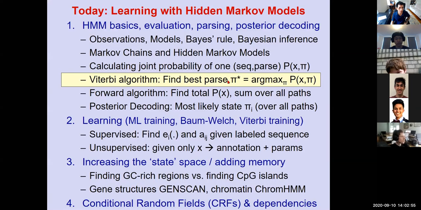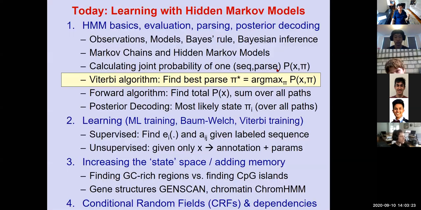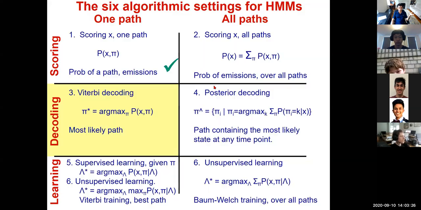All right, so we introduced this whole concept of Bayesian inference. We introduced Markov chains and hidden Markov models, and then we saw how we can calculate the joint probability of one sequence and parse combination, P of X comma pi. Let's now see how we can find the best parse. What we did is that we scored 3 possible parses. Let's now see how I can find the best parse.